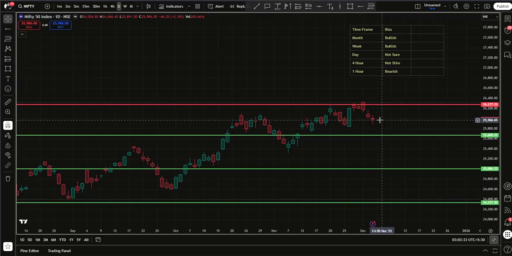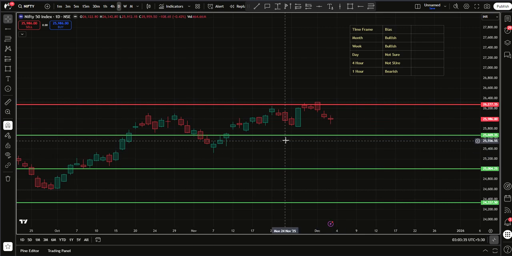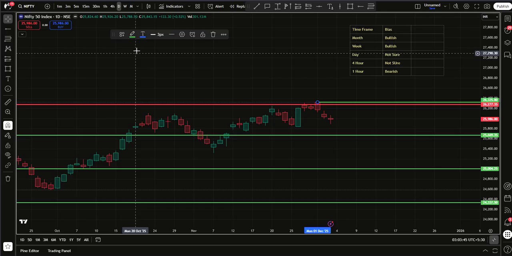it gets tricky. A low had been taken, a high had been taken, and we still have not formed a bias on it. And a nice level to watch out for is this flat top. Mark it up in 2 pixels.